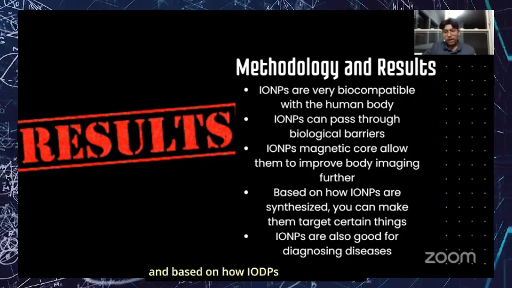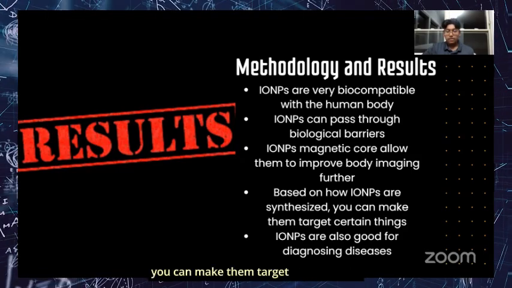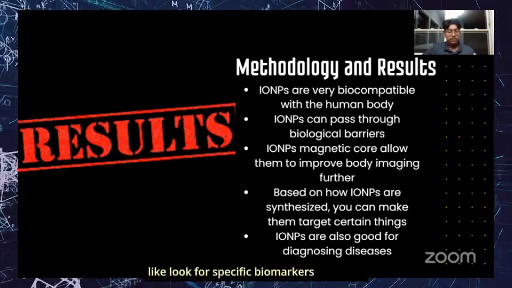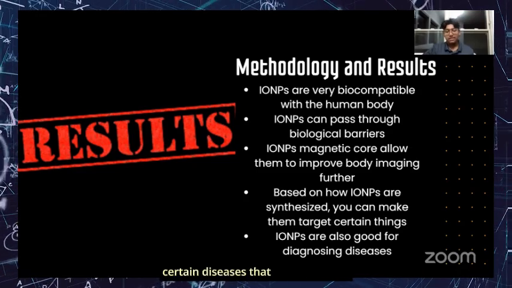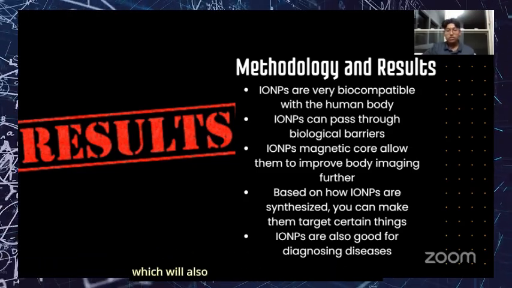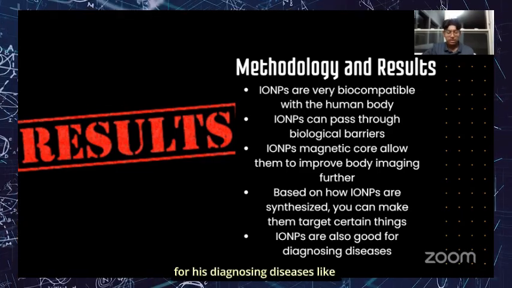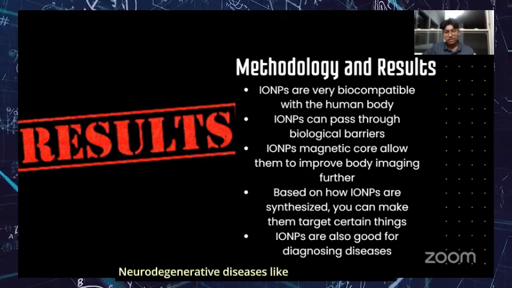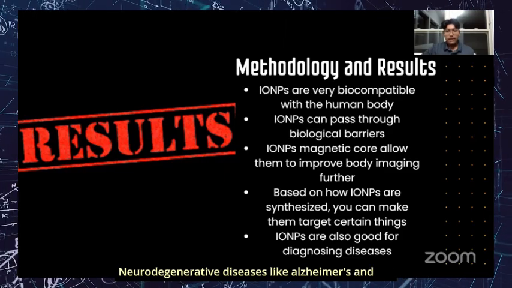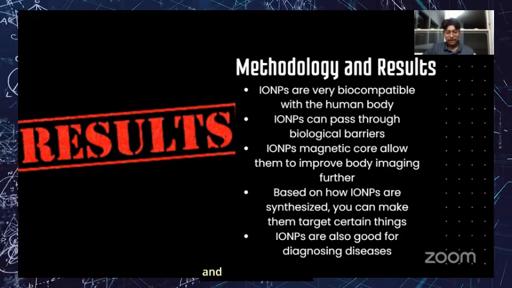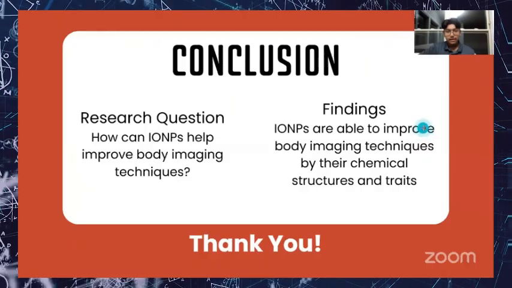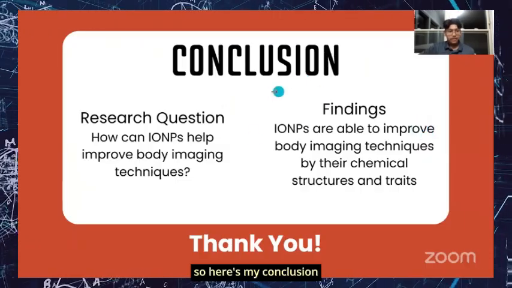Based on how IONPs are synthesized, you can make them target certain things, like looking for specific biomarkers and flagging certain diseases. This also means that IONPs are really good for diagnosing diseases like neurodegenerative diseases such as Alzheimer's, and cardiac diseases. So here's my conclusion.